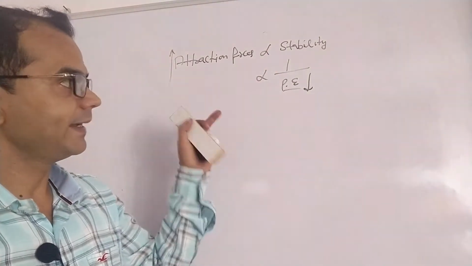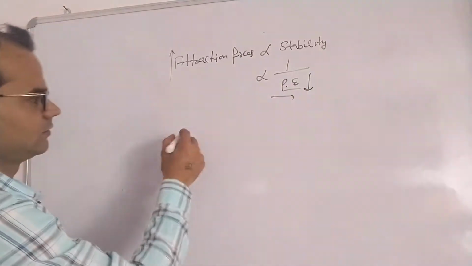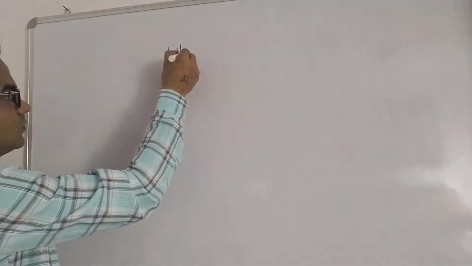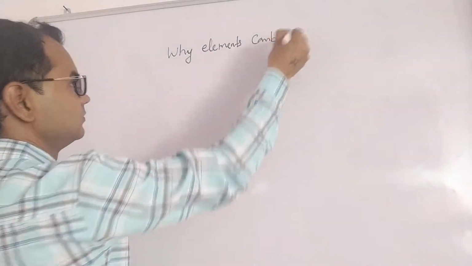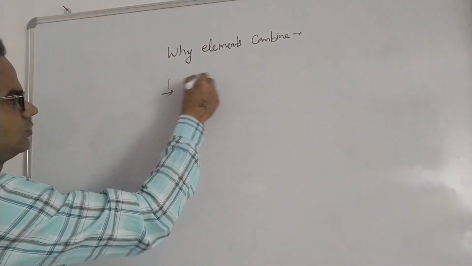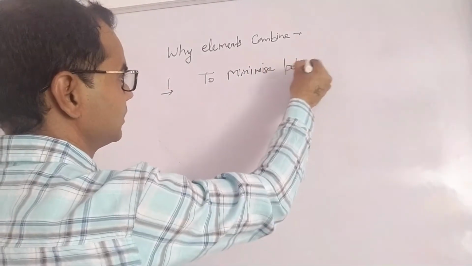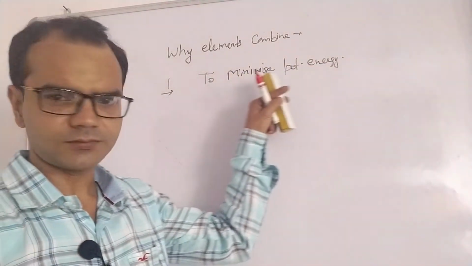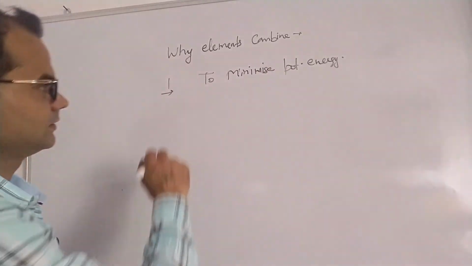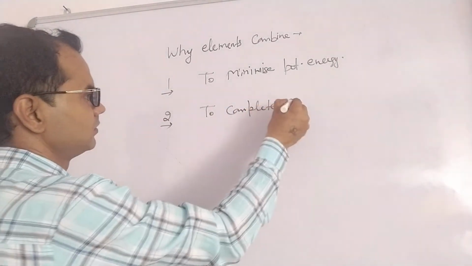So why do elements combine, or why does bond formation take place? The first reason we can say is to minimize potential energy. Second reason, to complete the octet.